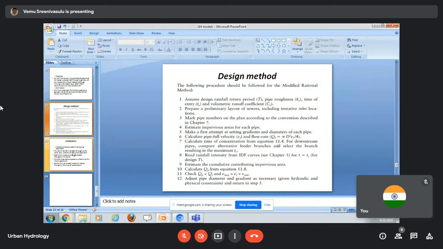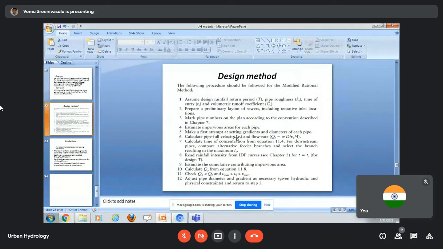Prepare a preliminary layout of sewers, including tentative inlet locations. So take a drawing paper and prepare a rough layout. Mark pipe numbers on the plan according to the conventional procedure, and estimate the impervious area of each pipe. As I said, the entire area is divided into a number of subcatchments. For each subcatchment, you have one pipe to drain the water collected in it, and in that subcatchment you know the impervious area, which can be calculated.